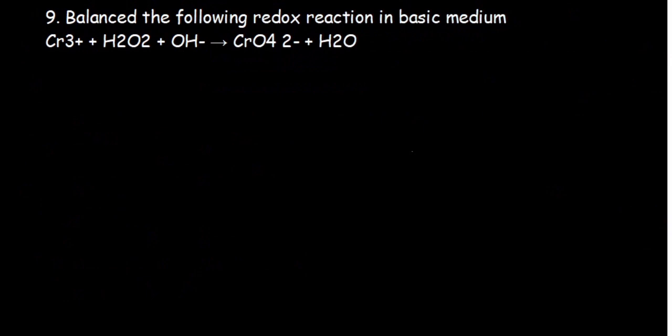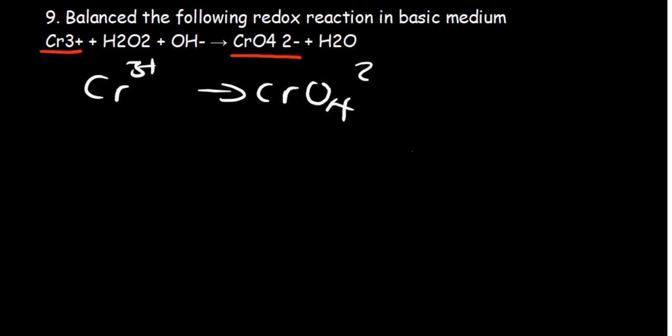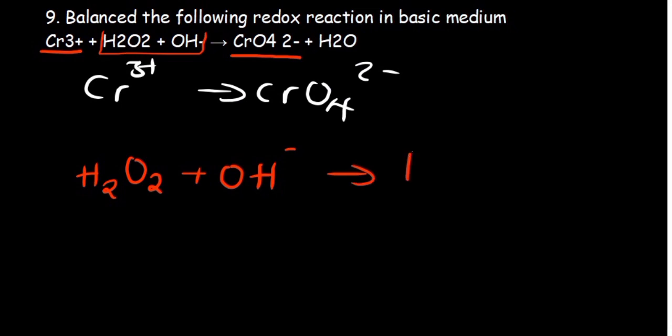The first step is to split the equation into the half reactions. For half reactions, look at what is identical. On the reactants I have that, and it is more related to that one. So that is my first half reaction, Cr3+ giving me CrO4 2-. From there, the other half reaction involves this, giving us water.